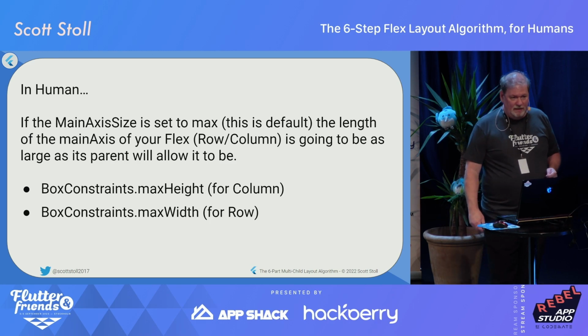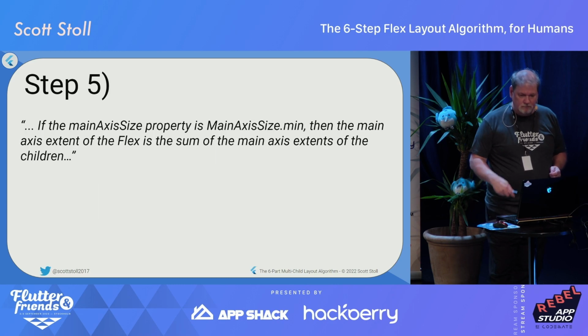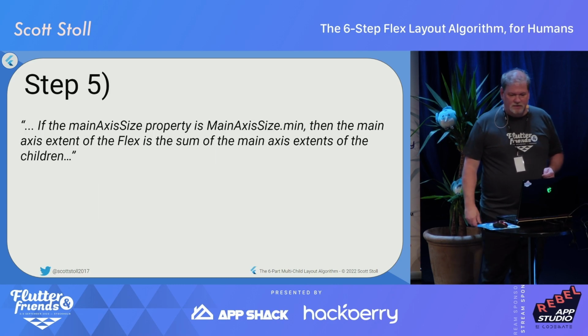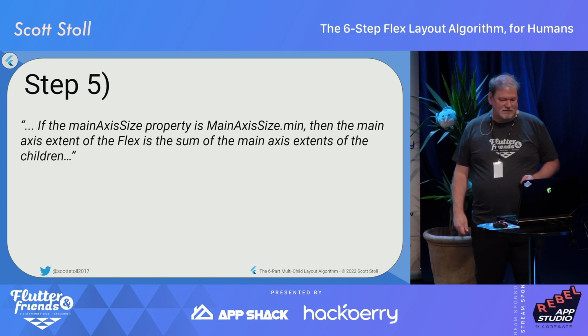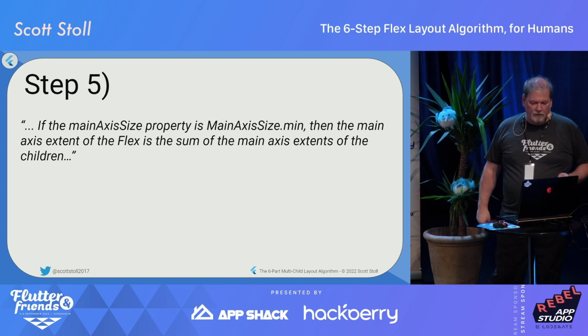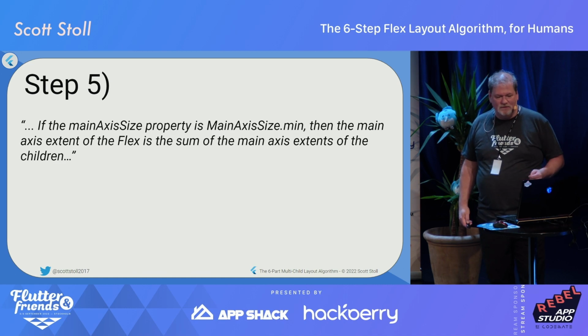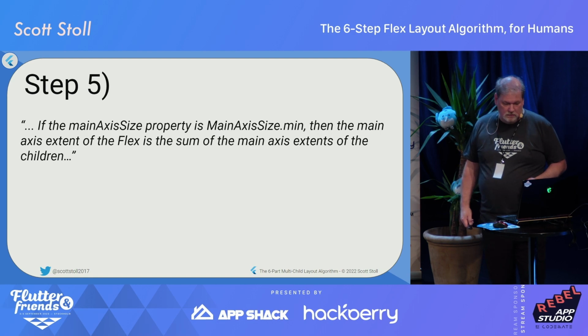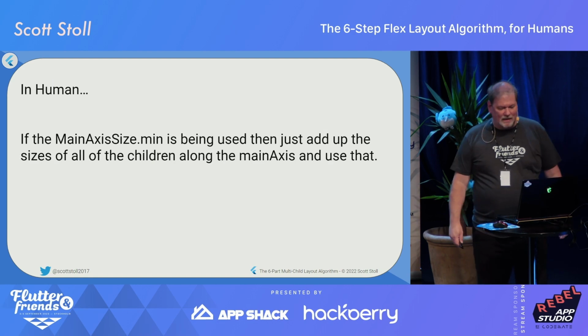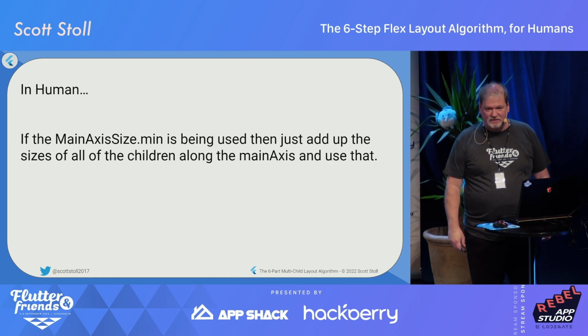Let's take a look at main axis size min. If the main axis size property is main axis size min, then the main axis extent size of the flexible is the sum of the main axis extents of the children. What? In human: just add up all the sizes of the children in the main axis and use that. Was it really that hard?